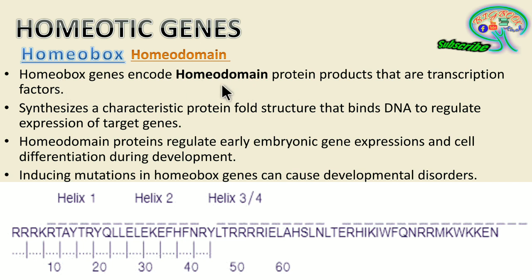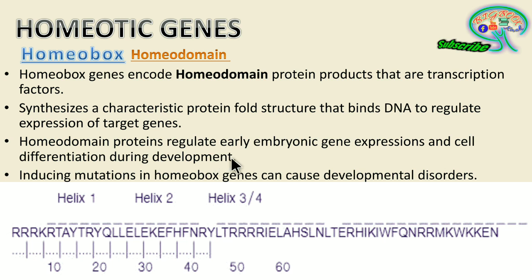What is the homeodomain? The homeodomain is a particular expressing DNA sequence which will be identified and transcribed. Further, these homeodomain protein products are going to act as transcription factors. So these will be synthesized as a characteristic protein fold structure that binds DNA to regulate expression of the target genes. Now you can understand that the further cascade of the expression of the target genes has to take place. So for that reason, these homeodomains within the homeobox get expressed, and further they are going to regulate the target genes. Homeodomain proteins regulate early embryonic gene expression and cell differentiation during development.